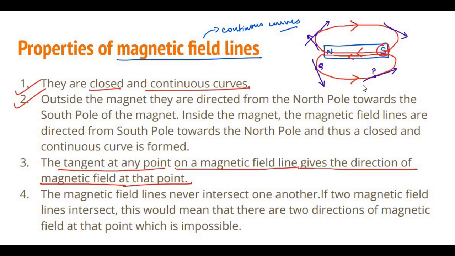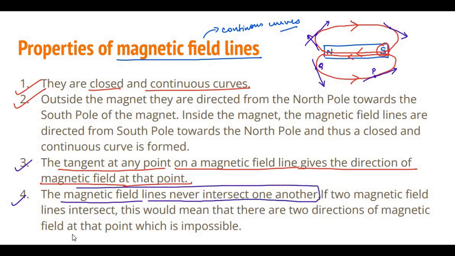Okay. Now, a very important thing. Fourth point mein kya bol raha hai? Magnetic field lines never intersect with one another. Okay, this is a very important fact. Ye bahut alag alag tarike se ye pucha ja sakta hai. MCQ based question aa sakta hai. Magnetic field lines never intersect with one another.